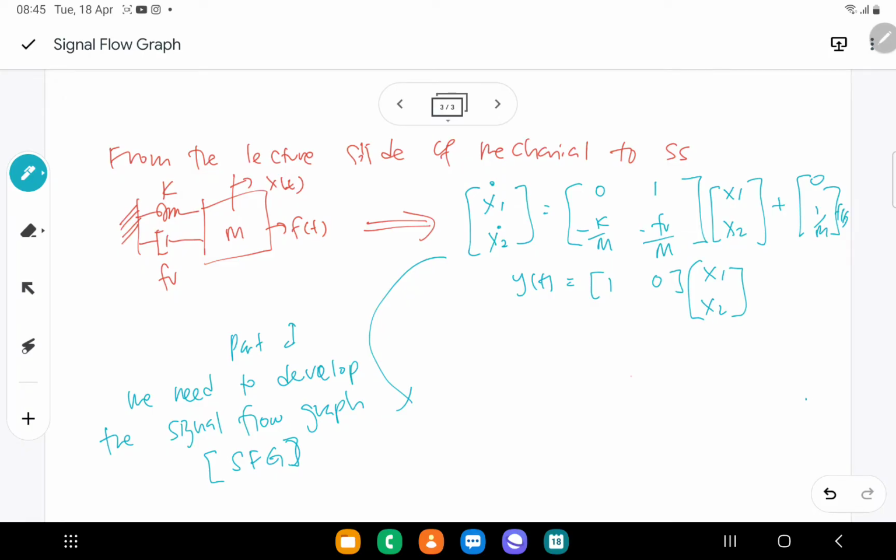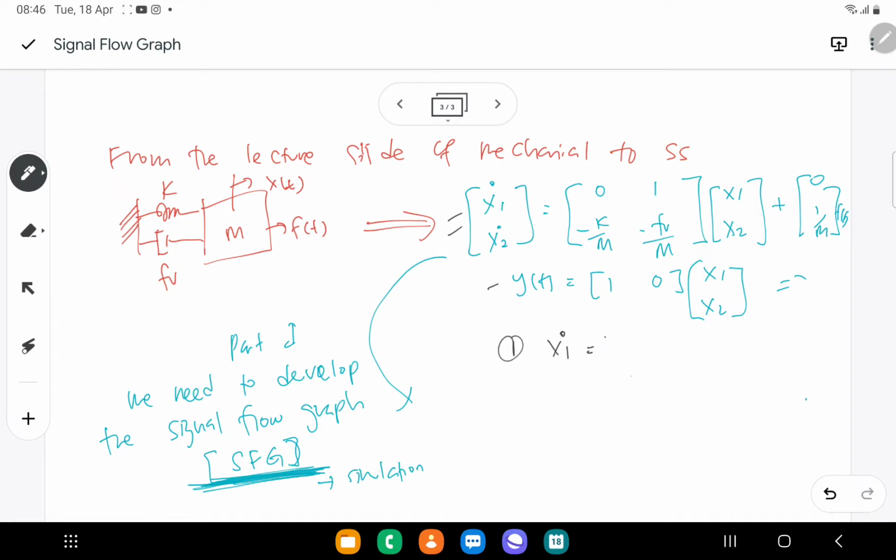Okay, so how do we develop the signal flow graph from the state space? We need the signal flow graph in order to convert the system to simulation. That's one of the uses of the signal flow graph. So firstly, what you need to do is write down all the equations here, in equation form.